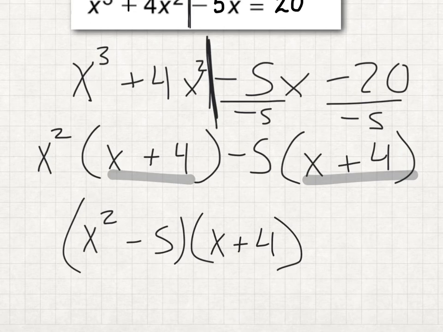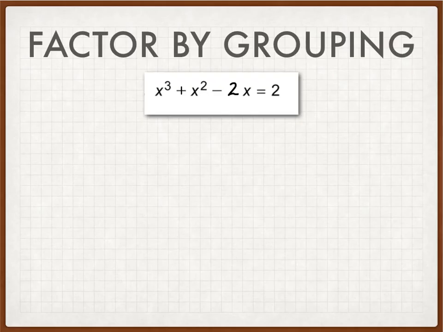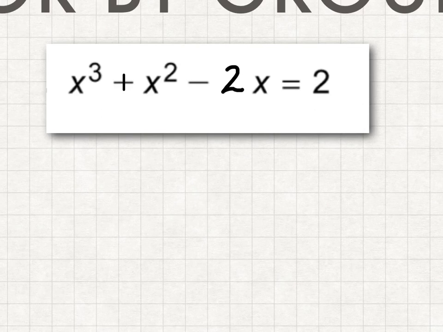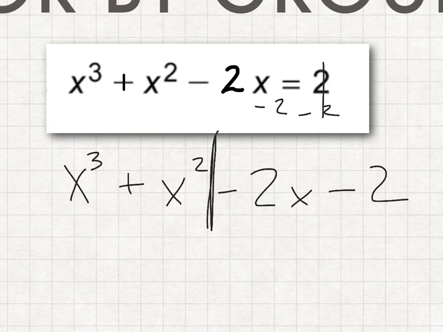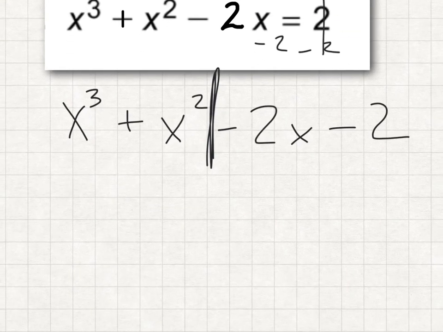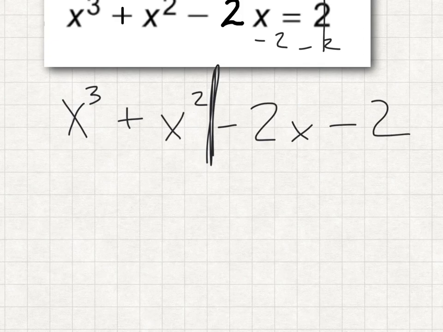Okay, one last example. Ready? What do we need to do first here? Subtract the 2 from both sides. So we get x cubed plus x squared minus 2x minus 2. So now we split it in half. What can we take out of our first half? X squared or x? X squared. What are we left with?